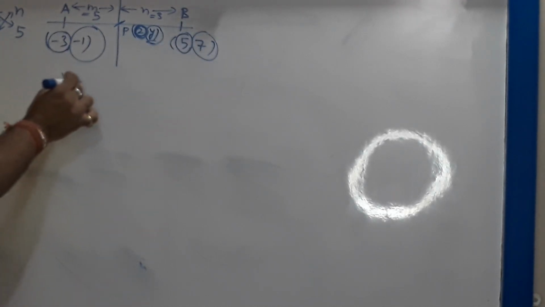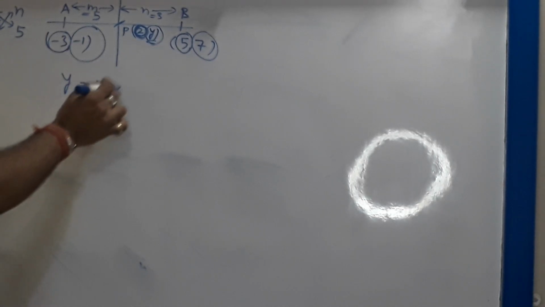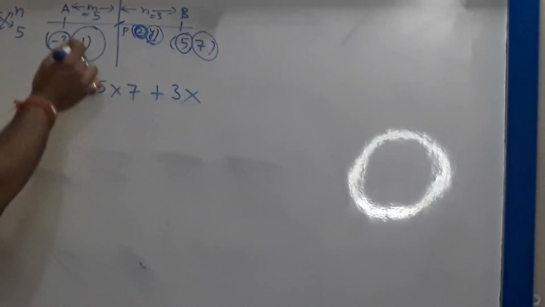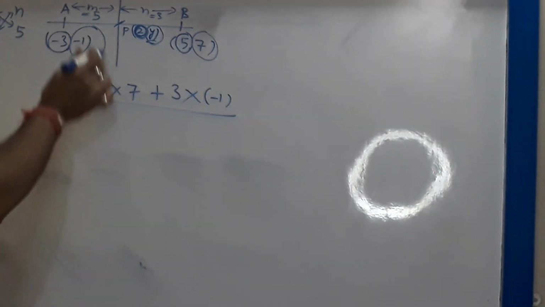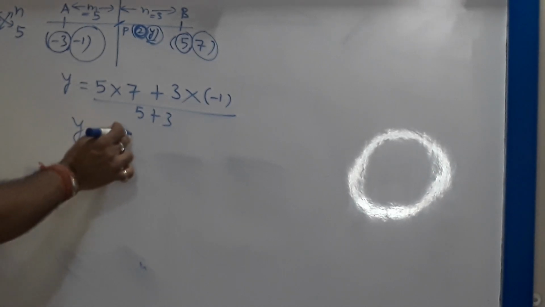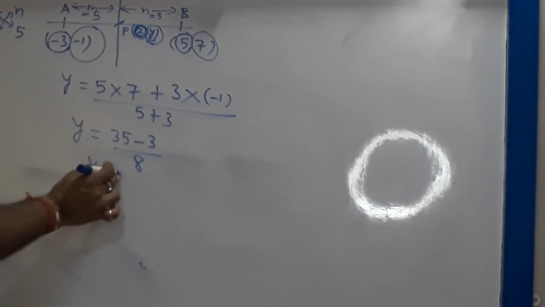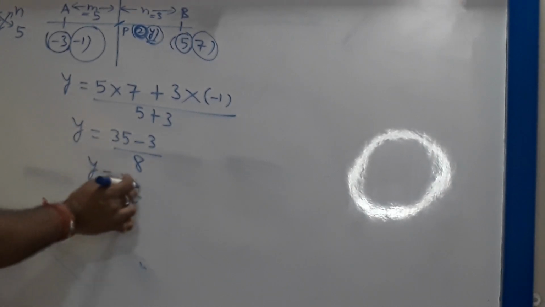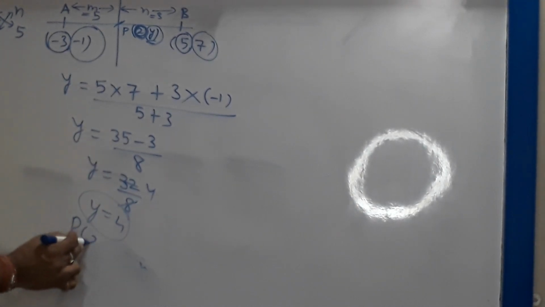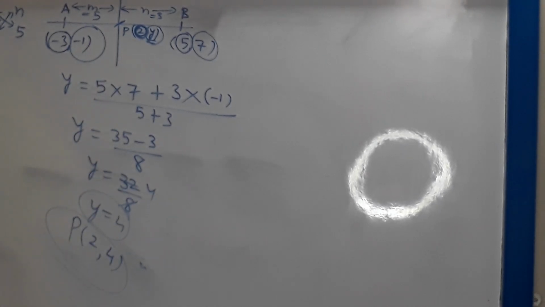So you will get y is equal to M, 5, into second coordinate 7, plus N, 3, into second coordinate minus 1, upon M plus N, 5 plus 3. So the y value will be 5 sevens are 35 plus 3 into minus 1, that is minus 3, upon 8. y will be (35 minus 3) by 8, that is 32 by 8, 8 fours are 32. So the y value is 4. So the coordinates of P is (2, y), y is 4, so (2, 4).